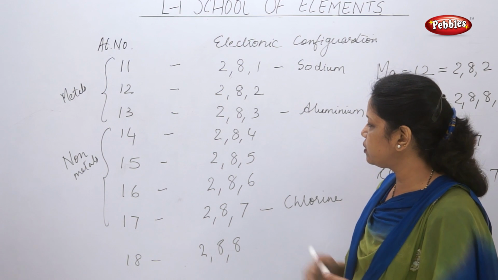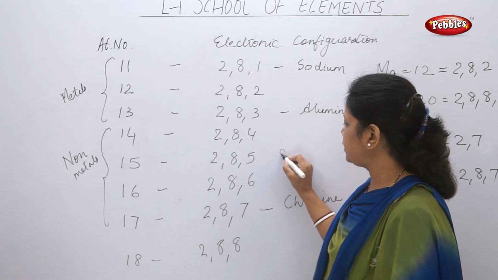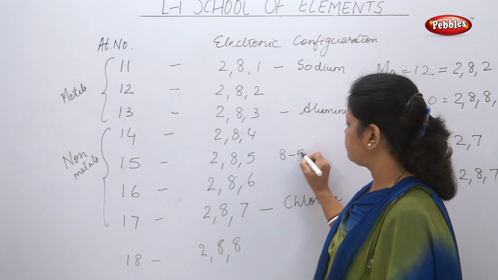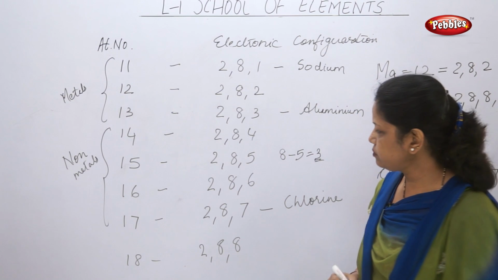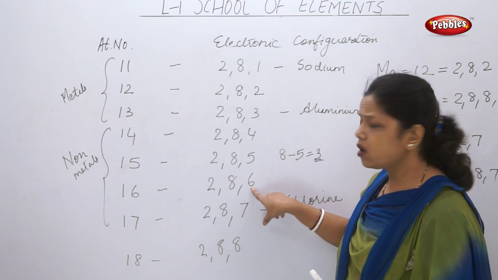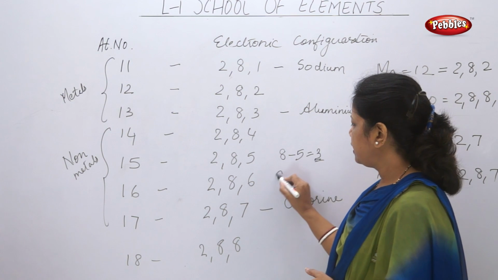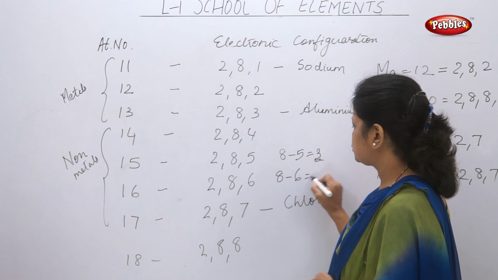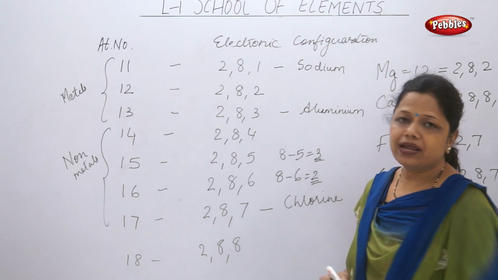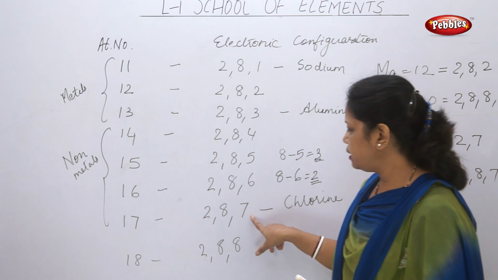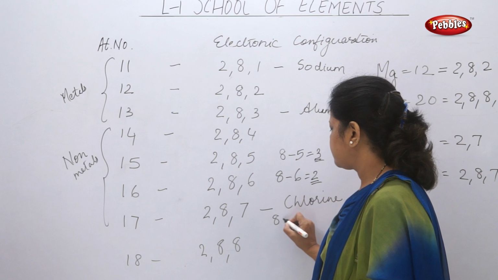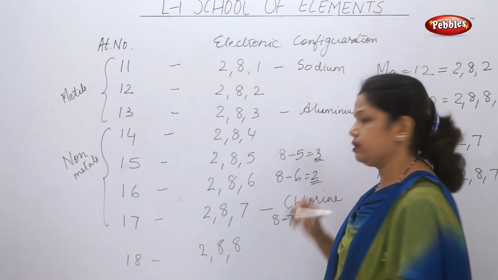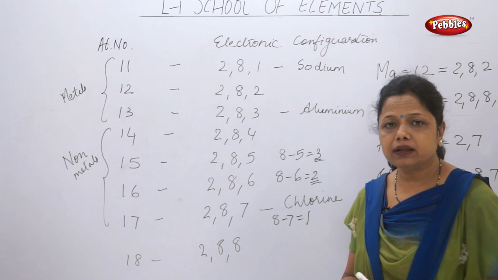So how will you find out? You will say 8 minus 5 is equal to 3. So this is the valency. In this case, 6 are already there. So if I say 8 minus 6 is 2, the 2 is the valency here. Here it needs 1 electron. So what will I say? It is 8 minus 7. So it is 1. That means the valency is 1.